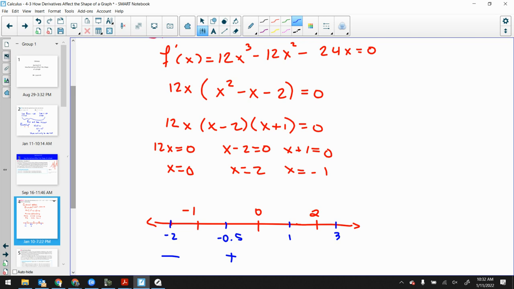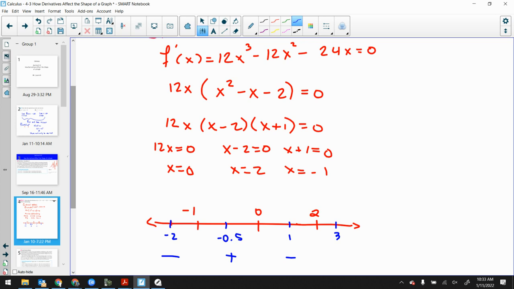All right, and let's choose 1. Well, 1's a pretty easy number to plug in. This is going to be 12 minus 12 minus 24, right? 12 minus 12 is 0, minus 24. It would be negative 24, but I don't care about the fact that it's 24. I care about the fact that it's negative.